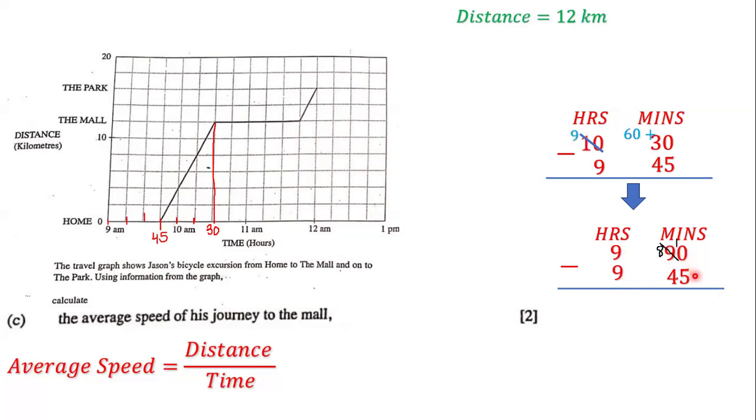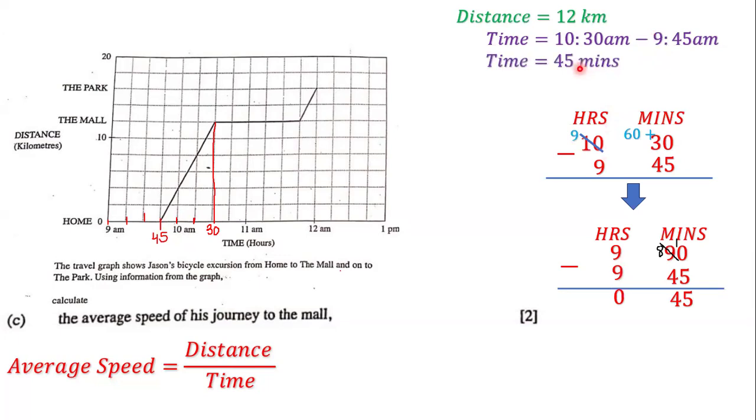This is 10 minus 5, and 10 minus 5 is 5. 8 minus 4 is 4. 9 minus 9 is 0. So that means that the time taken, 10:30 minus 9:45, is actually 45 minutes.